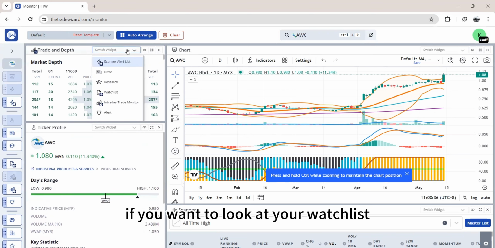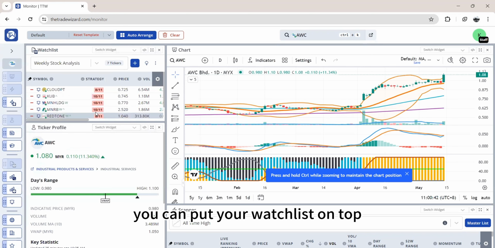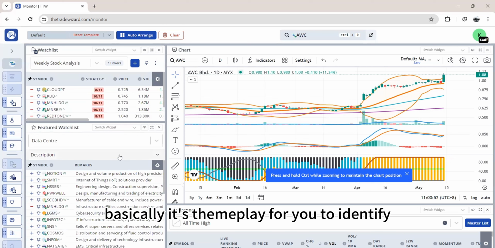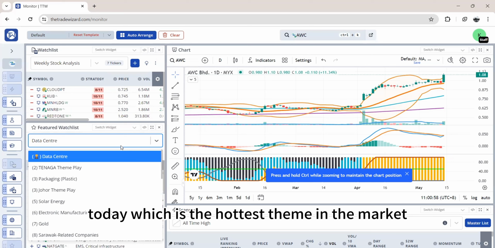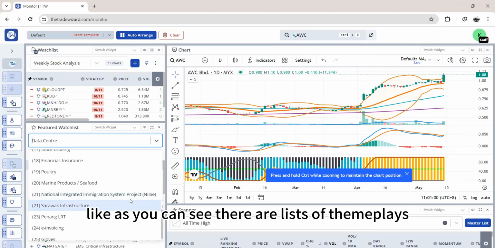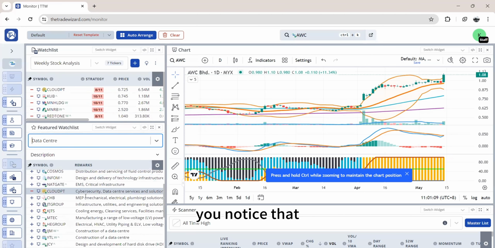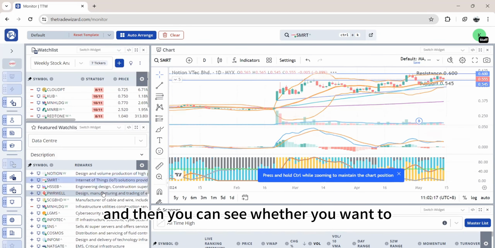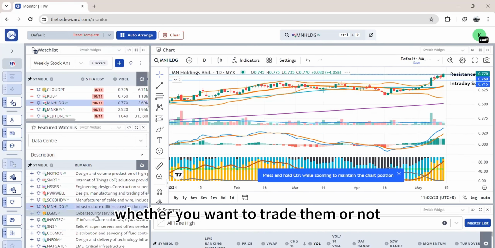But of course, if you want to look at your watch list, then you can put your watch list on top. And we also have a new widget called feature watch list. Basically, it's theme play for you to identify today which is the hottest theme in the market. As you can see, there are lists of theme plays. And today, you know that data center is the hottest theme. So under data center, you notice that these are the stocks under data center, and then you can decide whether you want to trade them or not.